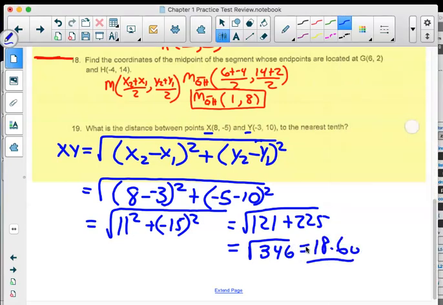18.6, and that's units, okay, as I write out my answer. The next page.